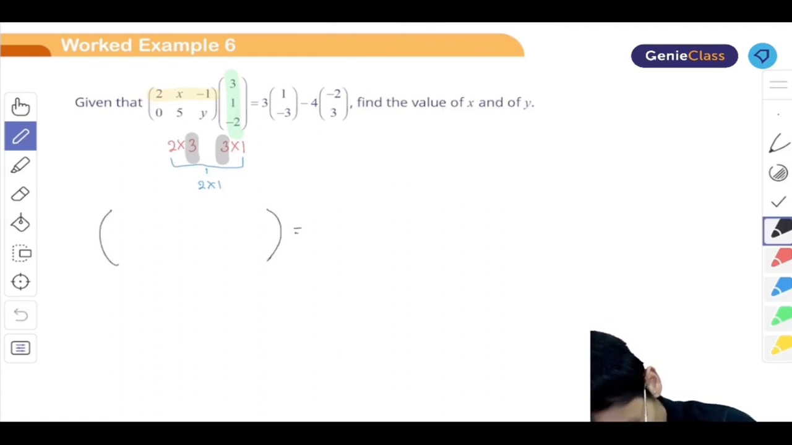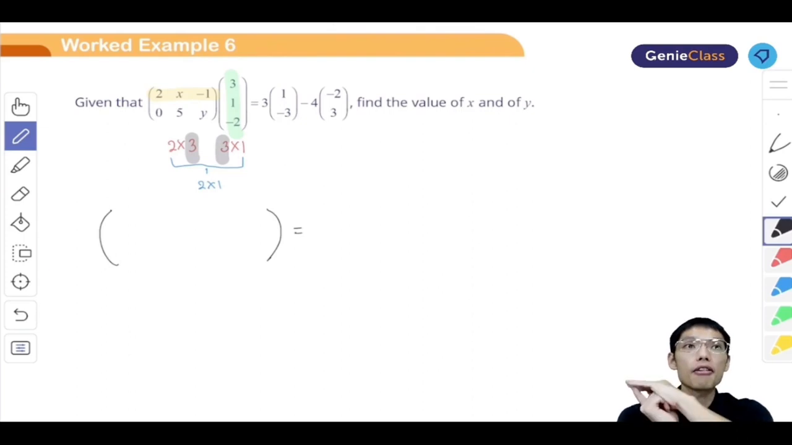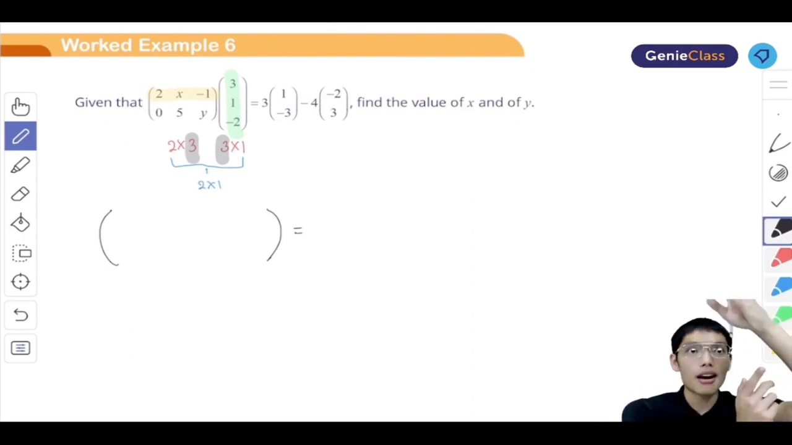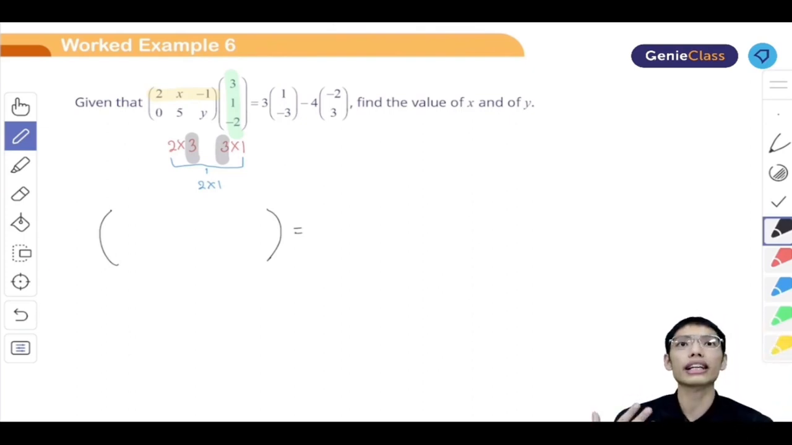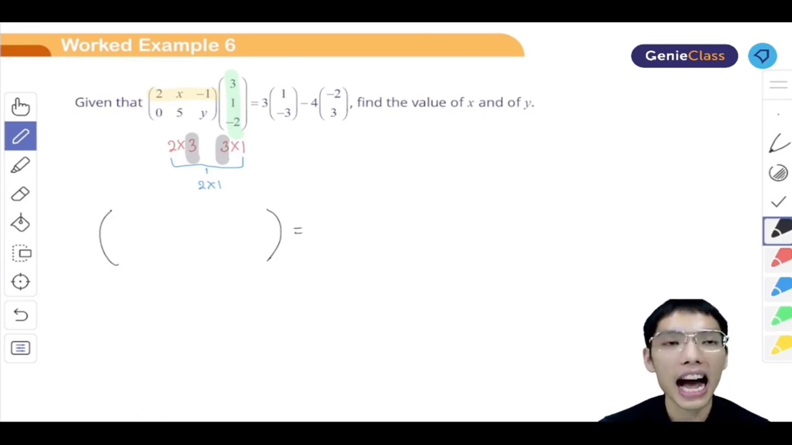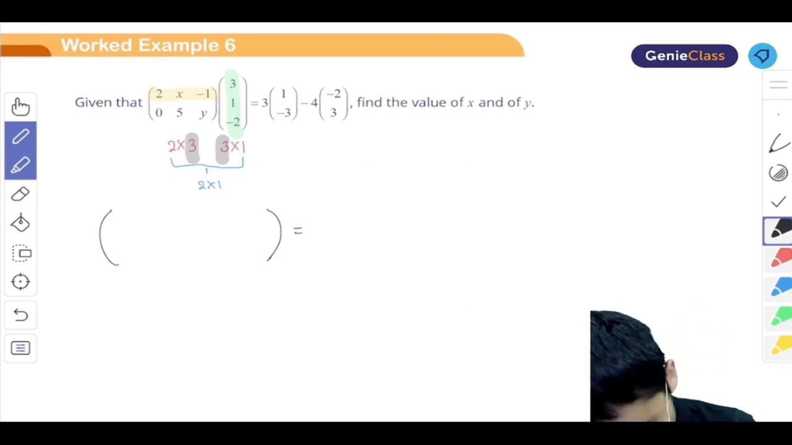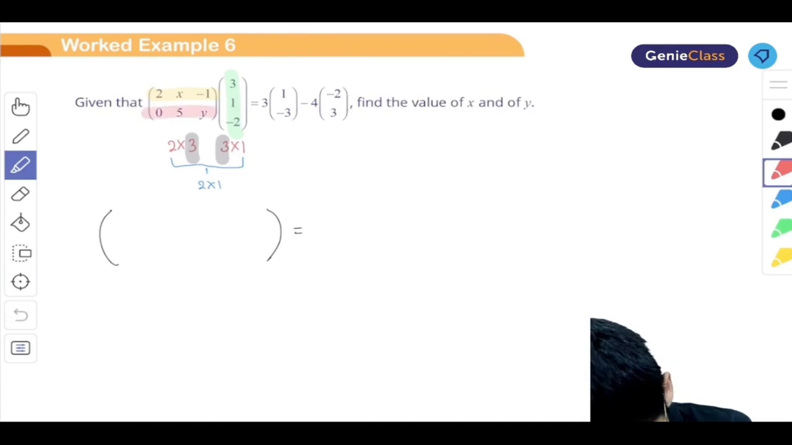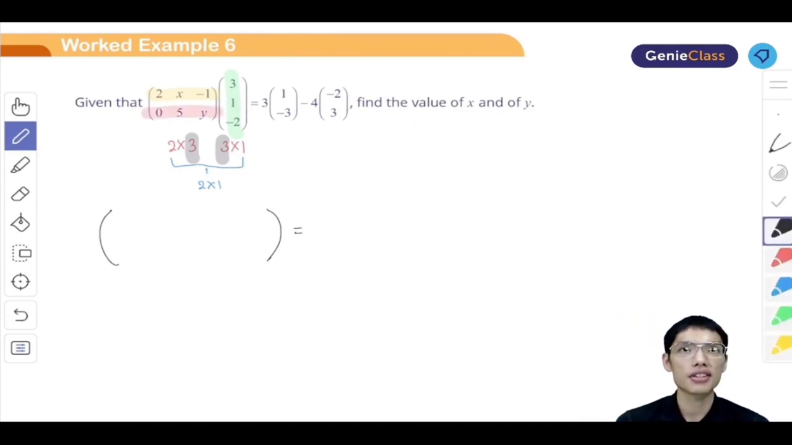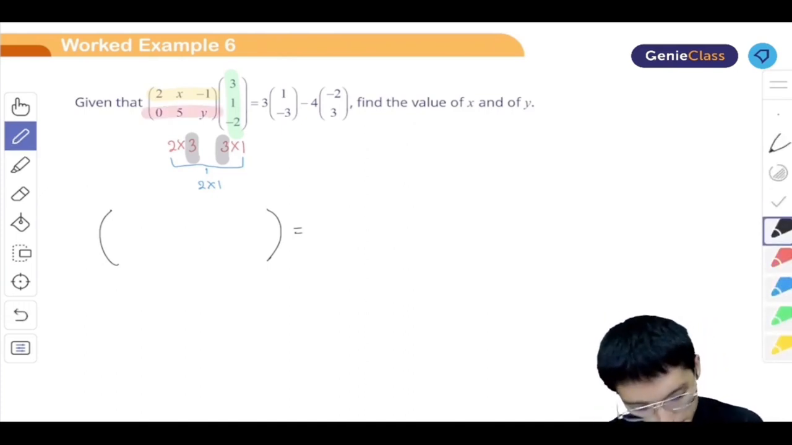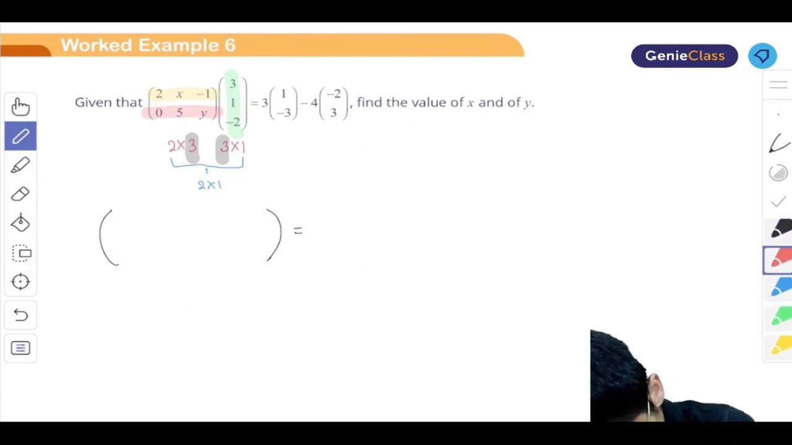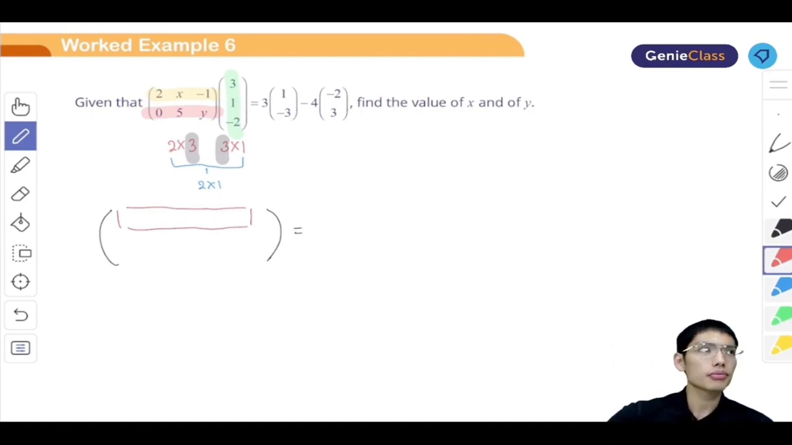Can anybody tell me what will be the first row, first column? What is the working I should have based on the highlighting? I've highlighted already. In fact, I'm going to confuse you with more colors. So tell me what is the working I should write over here. I'll give you some time to think about it. Yellow and green, perfect color combination.